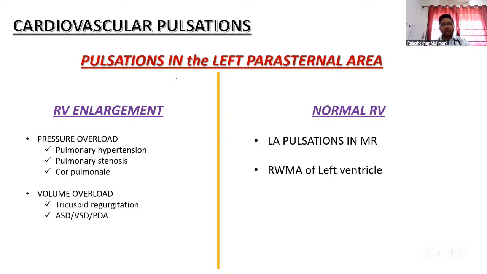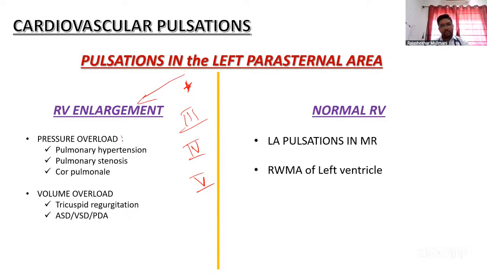But very importantly, you need to see whether there are any pulsations in the left parasternal area. If there are any significant pulsations in the left parasternal area, especially below the second intercostal space, that is the third, fourth, or fifth intercostal spaces at the left sternal border, you are usually going to locate the pathology in the right ventricle.